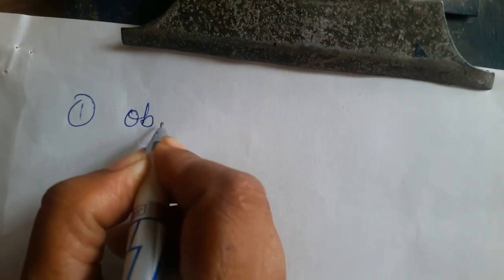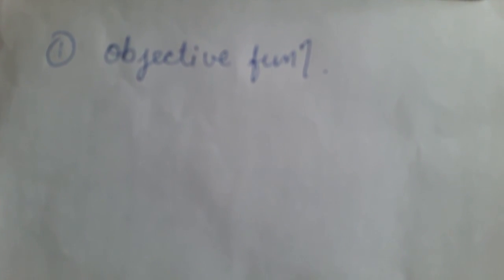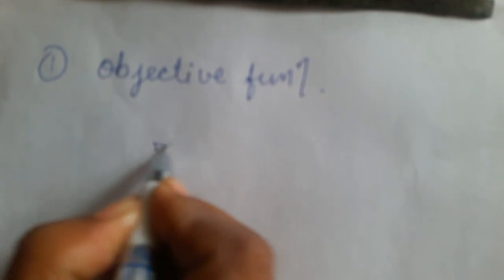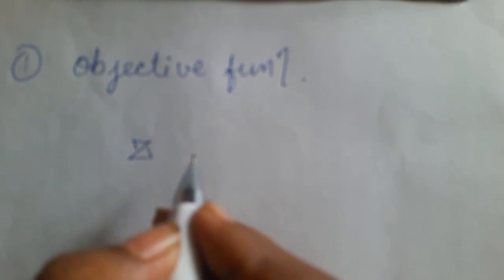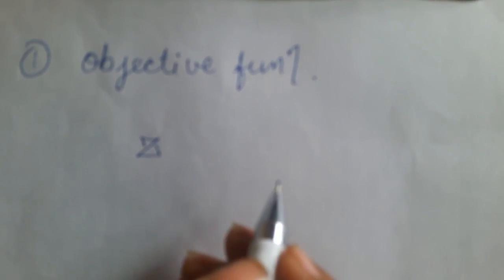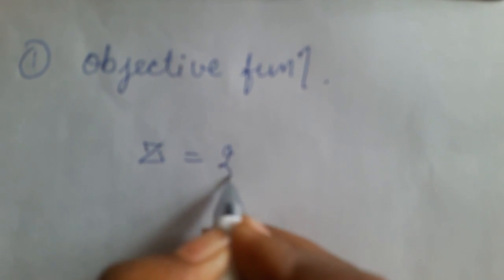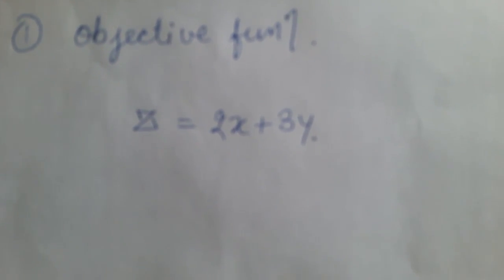Friends, let's try to understand this with the help of an example. There are mainly three parts of any linear programming problem. First is the objective function. The objective function is represented by a linear function or a linear equation, and it is the objective of the problem. Generally, we represent it by z, and we have to find its maximum or minimum value. For example, z equals 2x plus 3y.